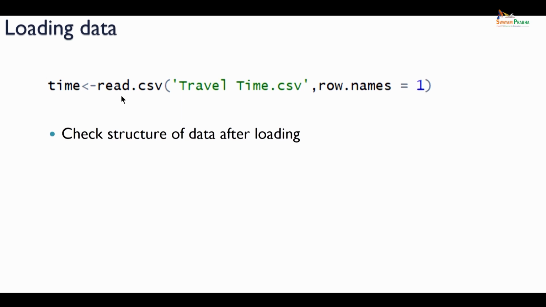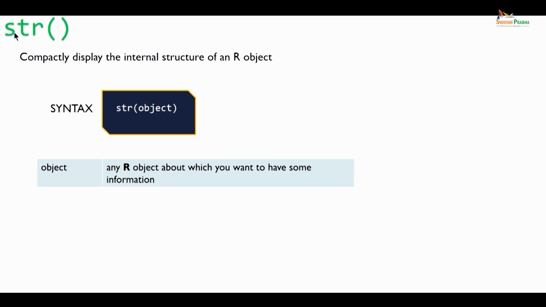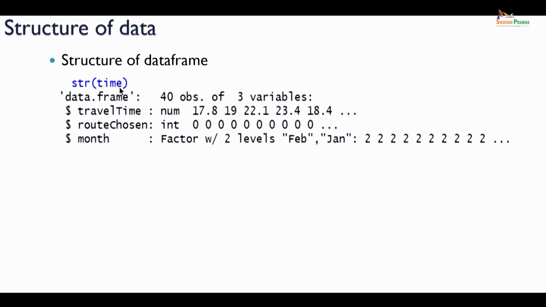Now after reading, let us see how to check the structure of the data. I am going to use the function str, which will display the internal structure of the data. In our case the input is a data frame, but in general you can give any other object as well. If you want to check the structure of a data frame, you give str followed by the name of the data frame, and once you run the function the following output is displayed, which tells me that time is a data frame with 40 observations and 3 variables.